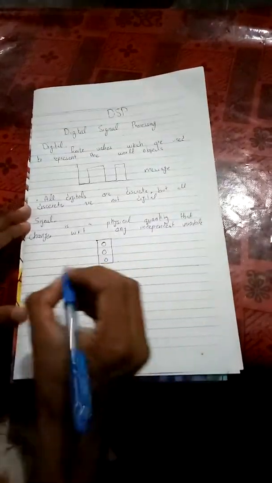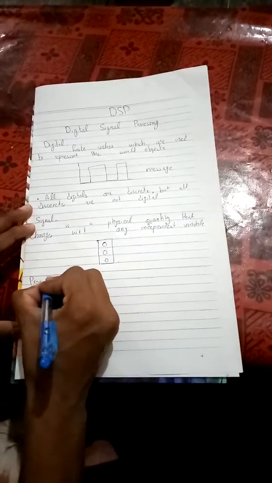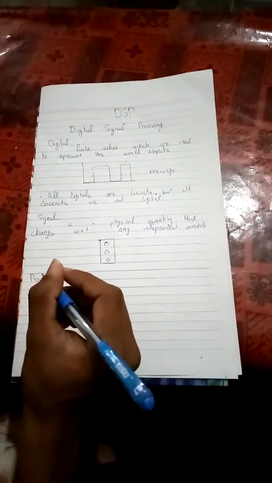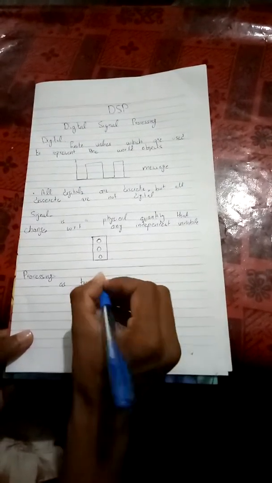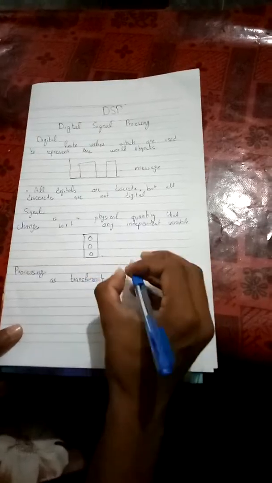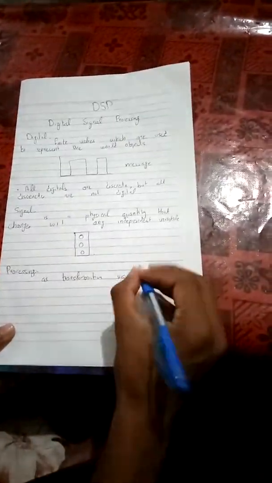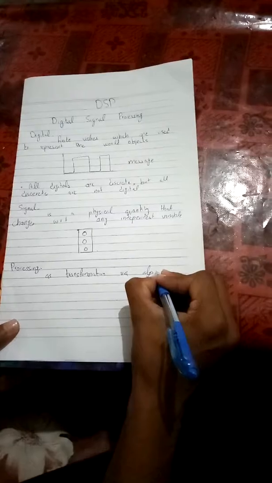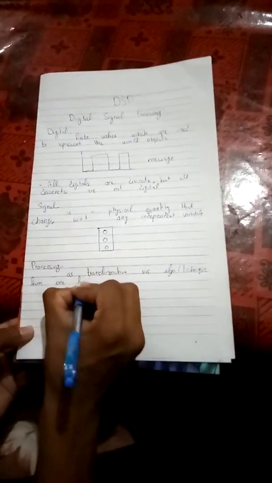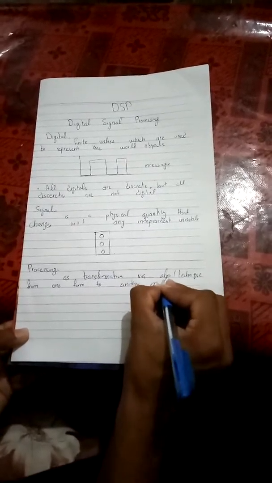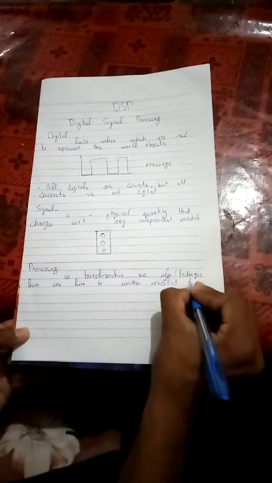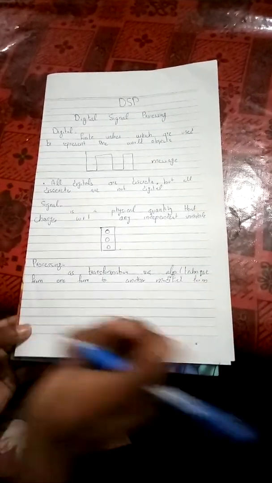Now, if we come to processing, we can define processing as a transformation via algorithm or a technique from one form to another modified form to get the desired objective.